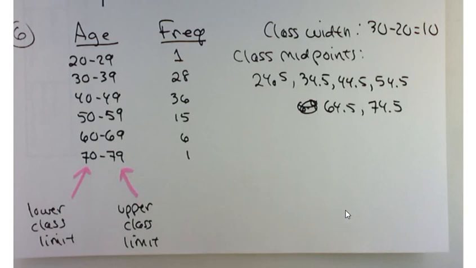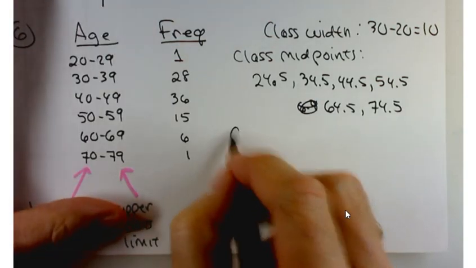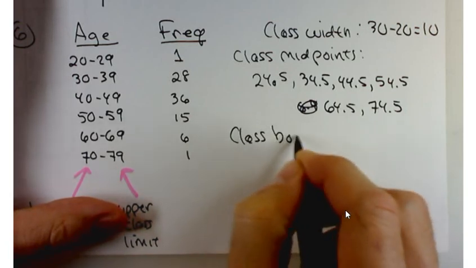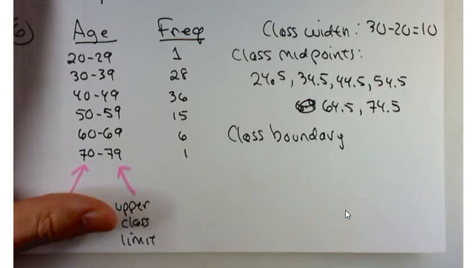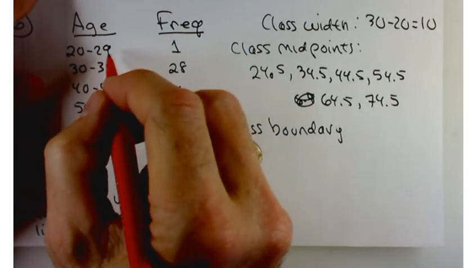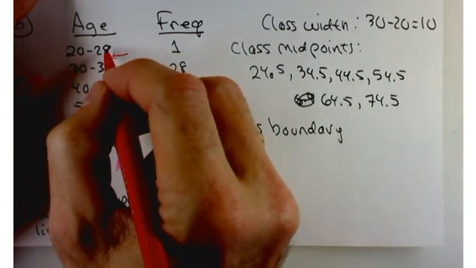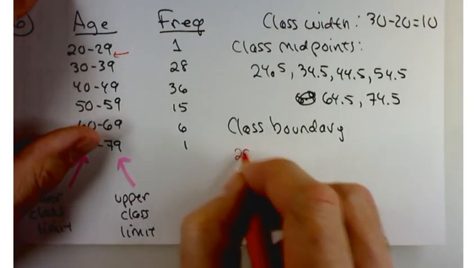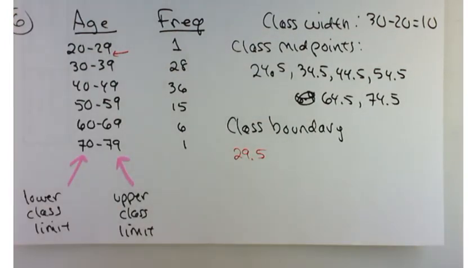Okay, let's add one last thing to this, and that is the class boundary. So the class boundary is what really separates your data. It's like, okay, here's the cutoff, and that's it. Now the author gives it to us in this particular case. Class boundary is right here. It's between 29 and 30, so 29.5. Now that'll work a little bit different on Excel and Google Sheets.